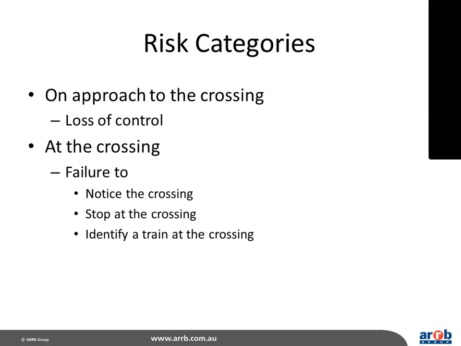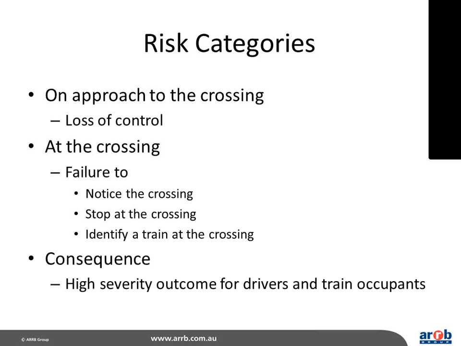At the crossing, what are the risks? First, at night it's dark, and there's a risk of drivers failing to notice the crossing. If they fail to notice the crossing, they may not stop at it. Also at night, it's very difficult to see a train at a crossing. All you could see is probably just a dark silhouette, which is quite difficult, especially for a driver in a rural area where there is very little ambient light. So these are the risks, and the consequence is a high severity outcome for drivers and train occupants.